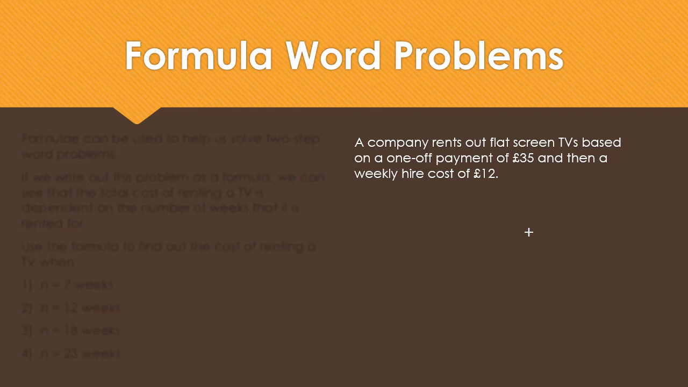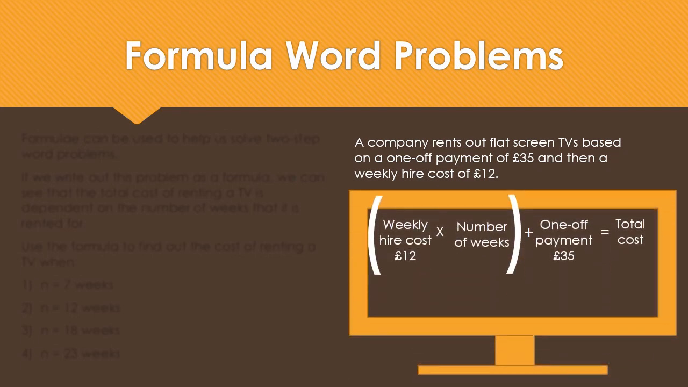And you say, okay, how much does it cost? And the person in the shop turns around and says to you, well, if you'd like our TV for 1 week, it will cost you £12 plus £35 as a one-off payment. That means you'd need to pay £35 as a one-off payment and then £12 for that week. If you wanted to hire that same television for 3 weeks, you'd still pay that £35 one-off charge, but then you'd pay £12 for every additional week.